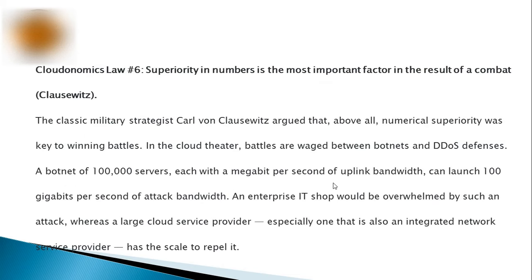Next is law number 6, that is superiority in number is the most important factor in the result of a combat. Now, what does it mean? In cloud, if you are having a denial of service attack, what you need to do is have more servers, and there is very little probability that a distributed DoS attack would work for you. But if you have centralized resources, all at a single place, and a single place from where the whole network is working, there are higher chances that your network can face the denial of service attack.